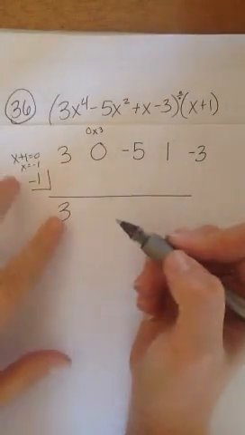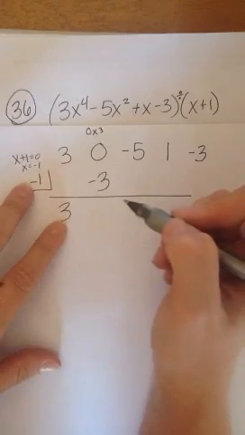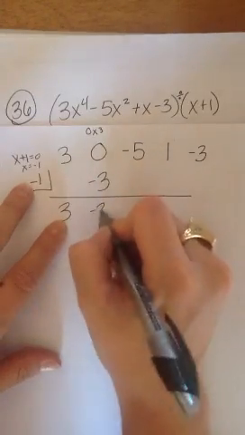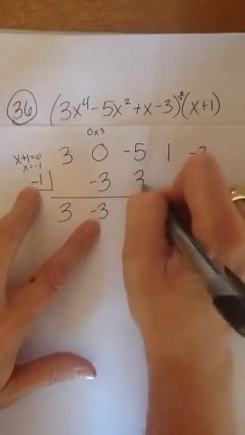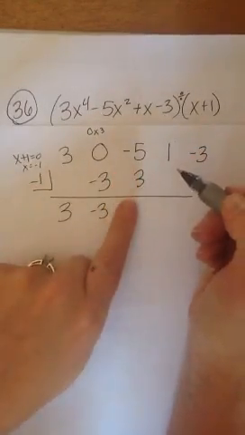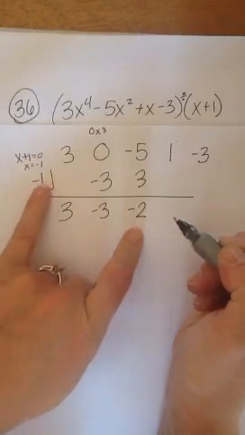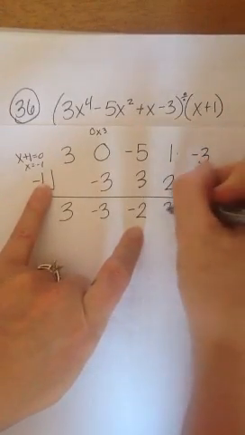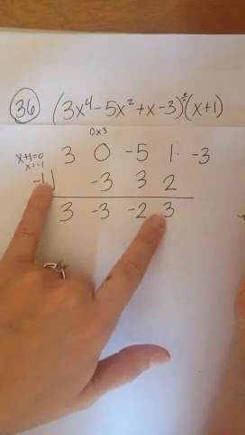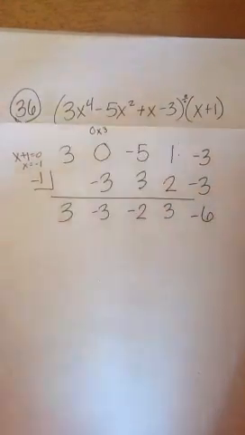Drop the 3 down. 3 times negative 1. Negative 3. Negative 3 and 0, negative 3. Negative 3 and a negative 1, positive 3. Negative 5 plus 3, negative 2. Negative 2 times negative 1, positive 2. 1 plus 2 is 3. Negative 1 times negative 3, negative 3, negative 6.